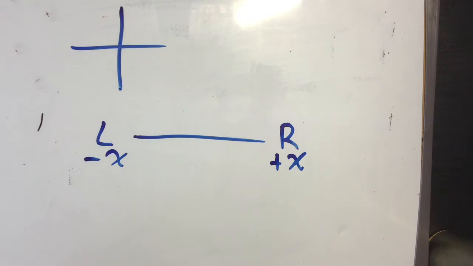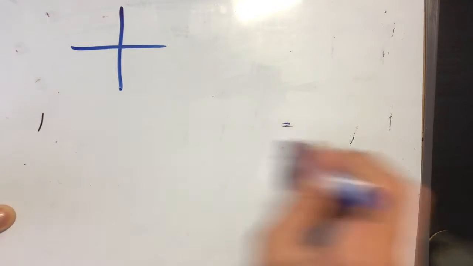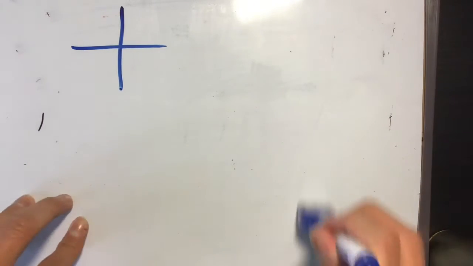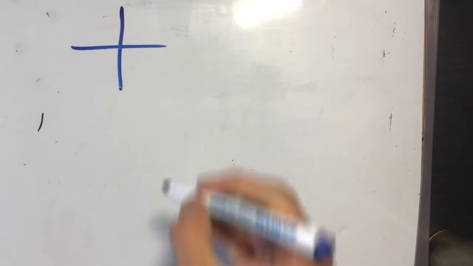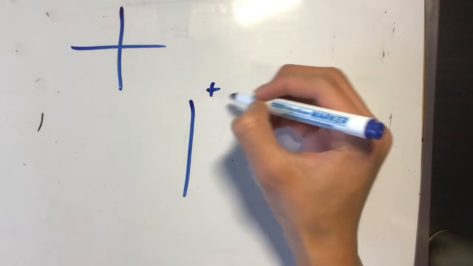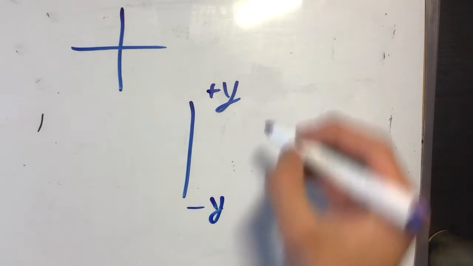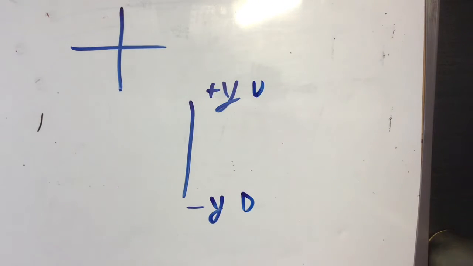Now, the idea is kind of the same for the y-axis. Y-axis would look like this, on a Cartesian grid. Up on the top would represent positive y, while on the bottom, negative y. So, up and down, up will always be positive y, while the bottom is negative y.